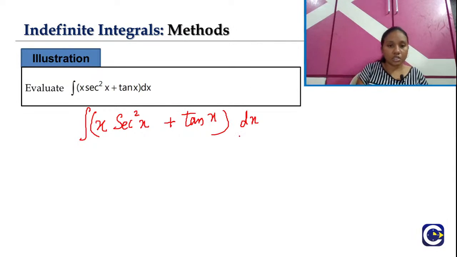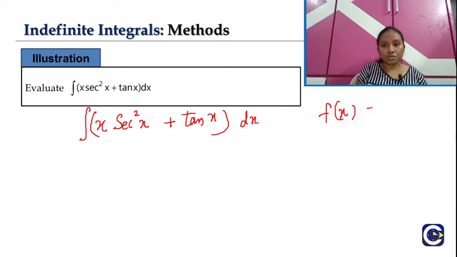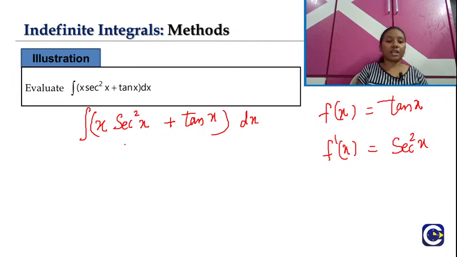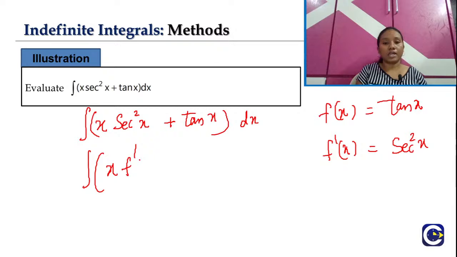So see here, if I have taken my f of x function to be tan x, what is my differentiation of tan x? That is nothing but f dash of x. So tan x differentiation is nothing but secant square x. So by comparing this, what is my given form of integral? This is the integral of x into f dash x plus f of x, the whole dx.